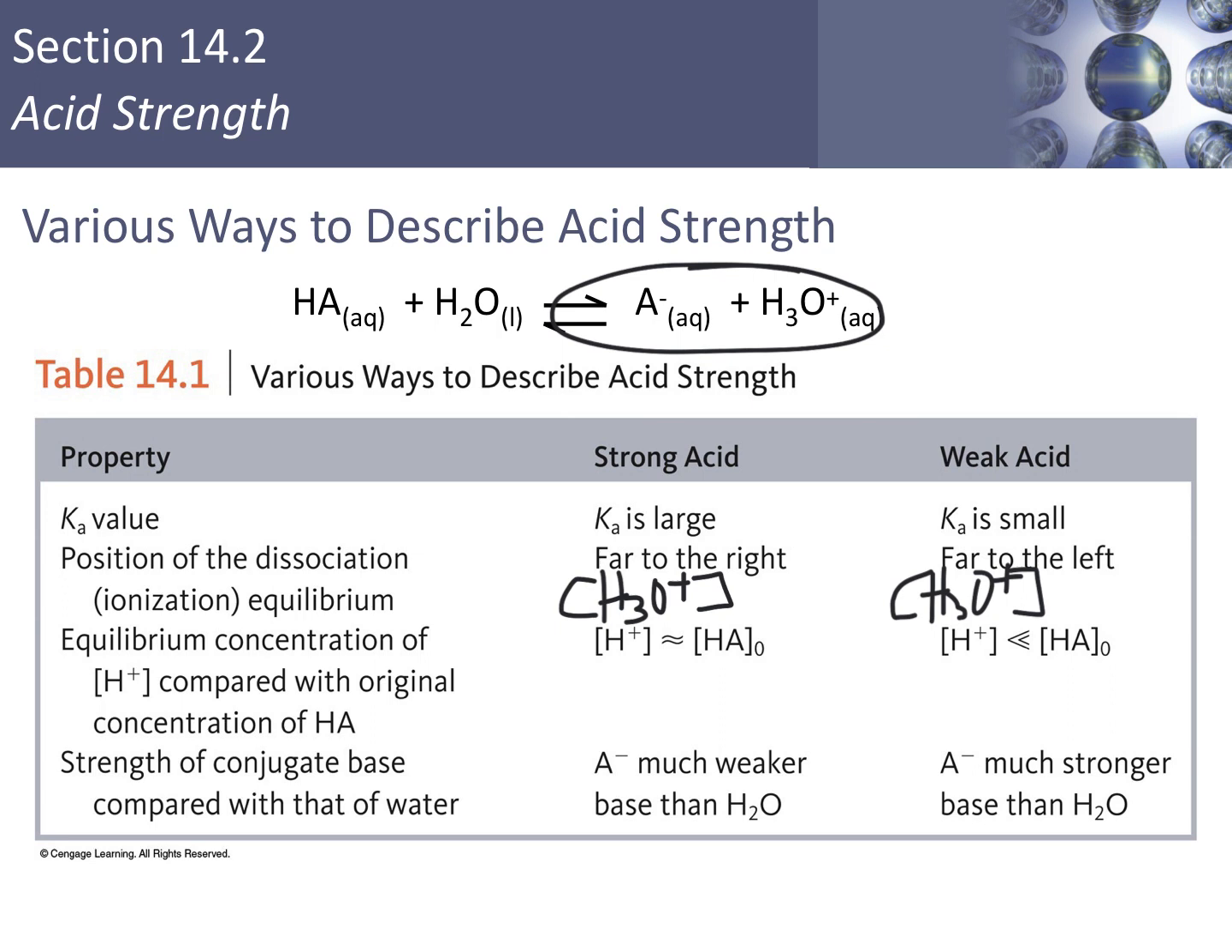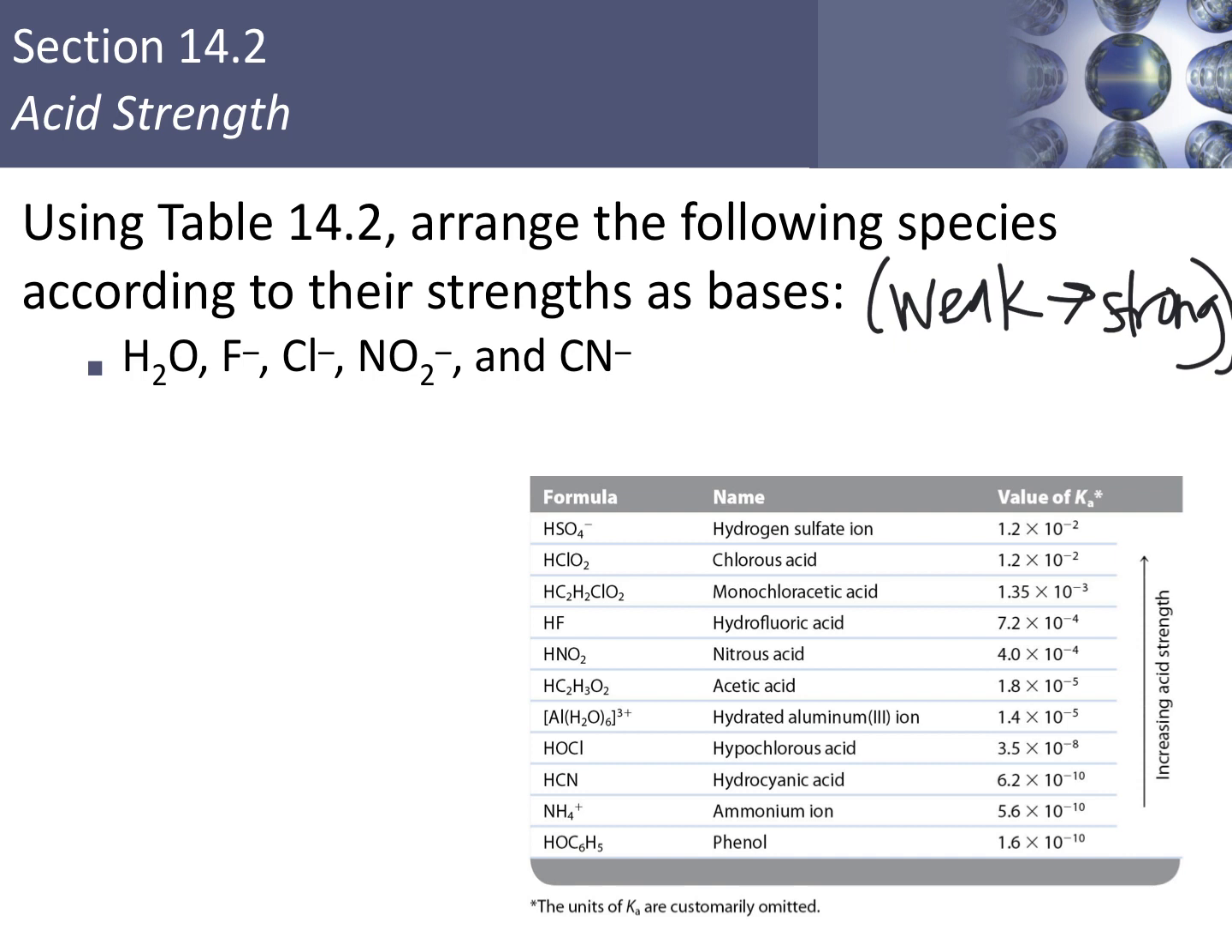Compare this with a weak acid where there is not a lot of dissociation or ionization. The Ka is small because there's very little product. The equilibrium, we say, lies far to the left. And the hydrogen ion or hydronium ion concentration is significantly smaller than that of the original concentration of the acid. The conjugate base for a weak acid will be much stronger, and therefore we can think about the reaction going in reverse. Finally, we're going to rank some conjugate bases according to their strength.